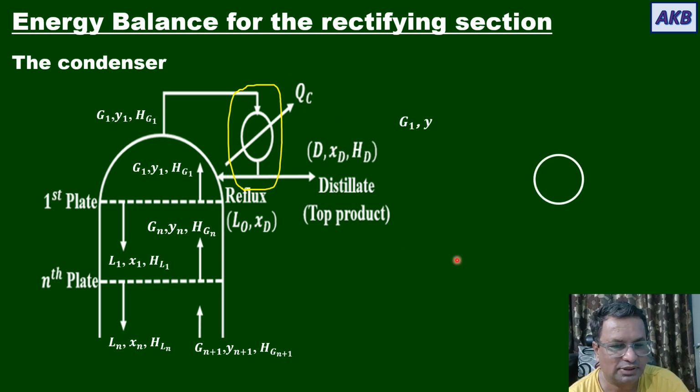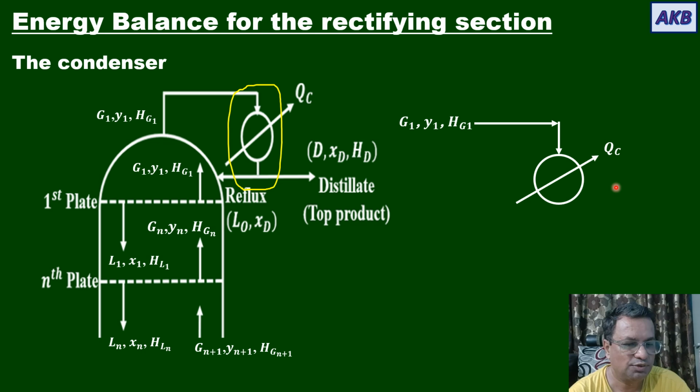Okay, so now here in order to understand the concept in a better way, I have shown the condenser separately. So this is the condenser stream coming out of the column with this notation G1, Y1, Hg1. It is going to the condenser. Heat is removed at rate QC, and then you have two streams, the reflux stream and the distillate stream. So distillate is identified by this parameter, D, XD, HD, and the reflux stream will be identified by L0, XD, HD.